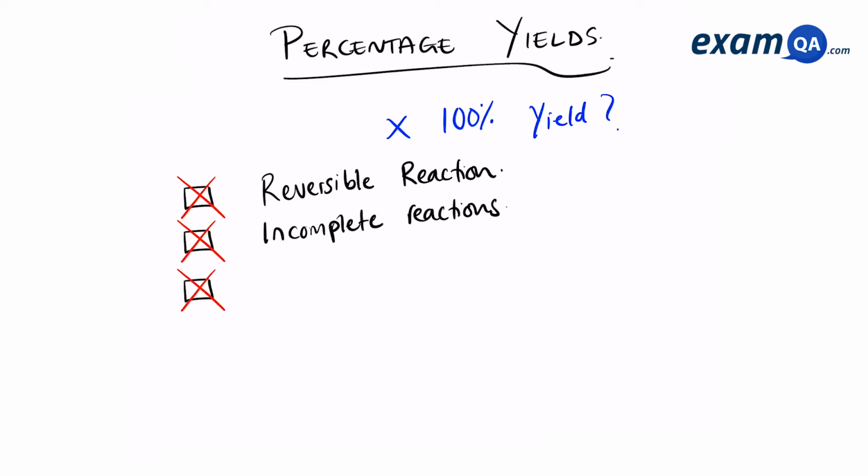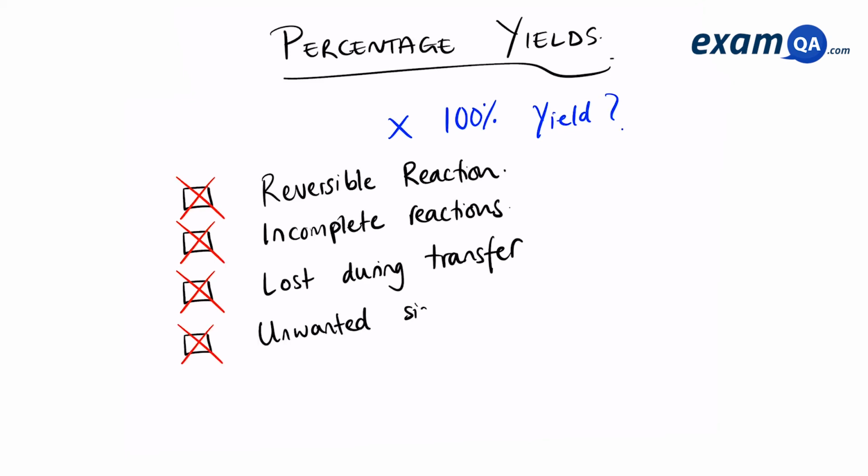Sometimes products can be lost, especially if you're transferring from one beaker to another one. Sometimes a chemical reaction produces side products which use up your reactants, and this reduces the amount of product that you can produce.